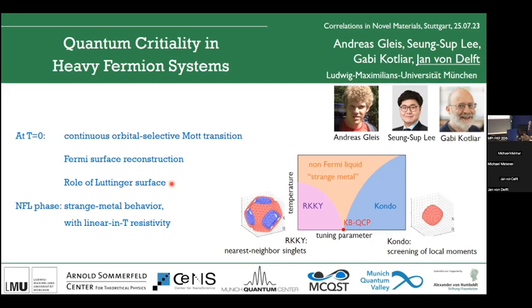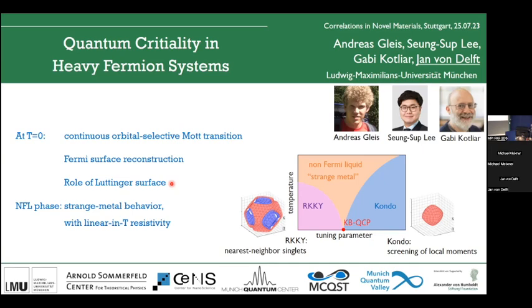So if you find it interesting, please visit his poster. And it's about heavy fermion systems, where you have localized electrons and delocalized electrons hybridizing, so that you get an interplay between Kondo type correlations and RKKY type correlations. And our main result that I want to tell you about is that we identify the nature of the phase transition. It's a continuous orbital-selective Mott transition.